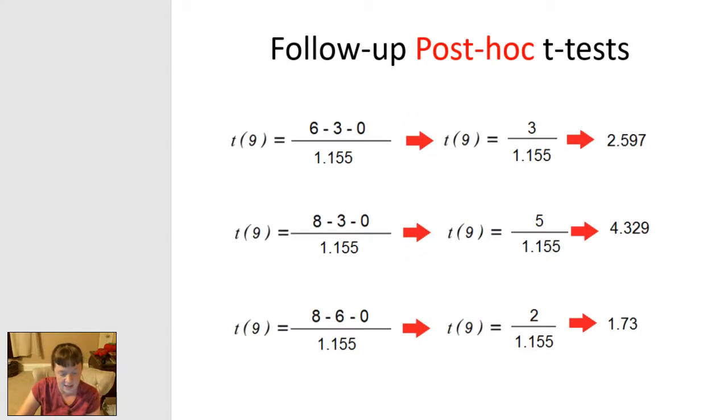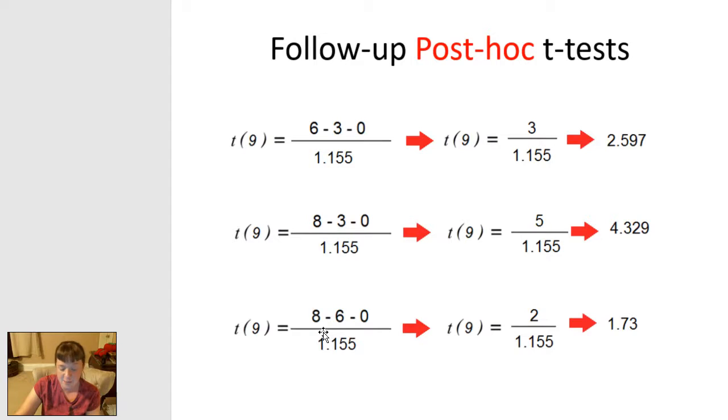I can then plug that into my t-test equations, where the mean difference for the Zoloft group compared to the new drug group, 6 minus 3 is 3, divide that by standard error. So my follow-up T statistic is 2.597. Then I do the same thing, except now I'm going to compare the placebo group to the new drug group. And again, 0 is just the null hypothesis mean difference. 8 minus 3 is 5. I divide that by standard error, 1.155. 5 divided by 1.155 is 4.329. That is my follow-up T statistic for this comparison, comparing the placebo group to the new drug group.